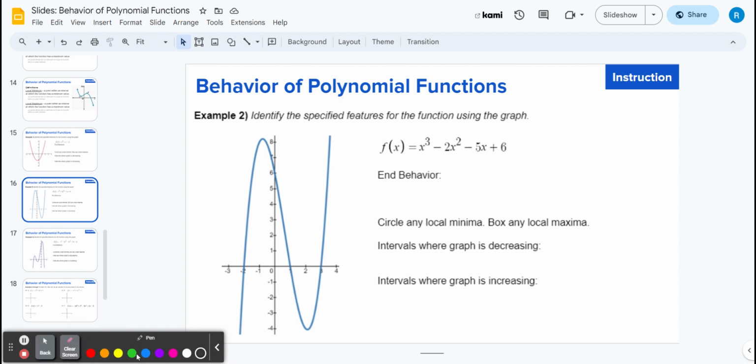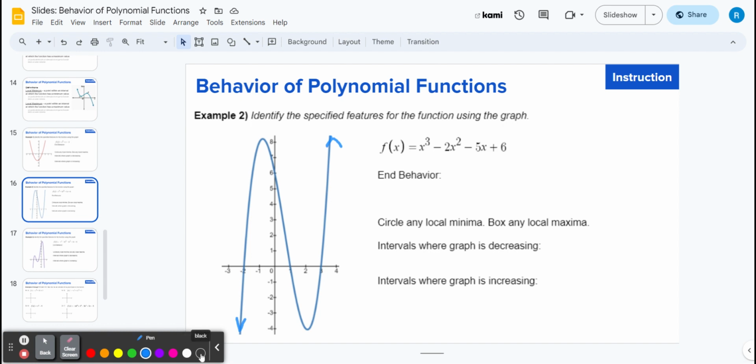So let's move on to example 2. First things first, let's correct my mistake here, or add a little support for ourselves, by adding some arrows to the end of our graph. And then we are going to analyze x to the third power minus 2x squared minus 5x plus 6. And let's start with that end behavior.